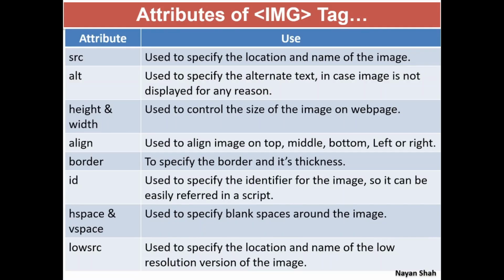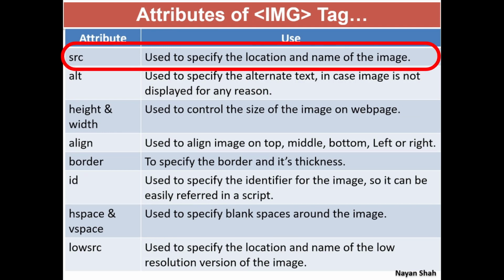As you can see, the IMG tag has many different attributes, but the most important and the required attribute is the SRC attribute, source, which is used to indicate the location and the name of the image file which we are inserting in the web page.